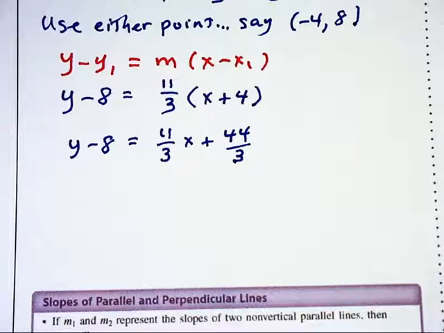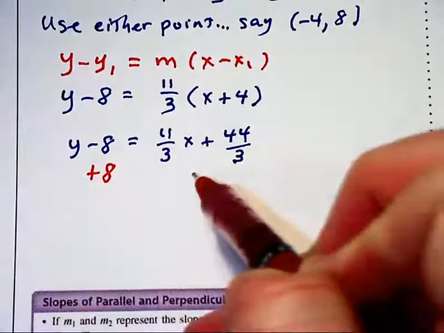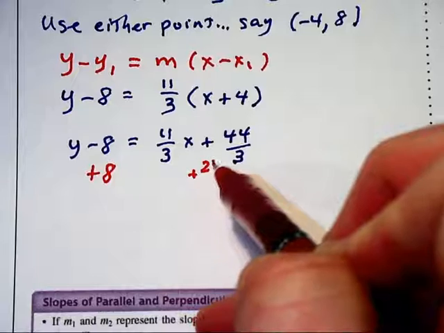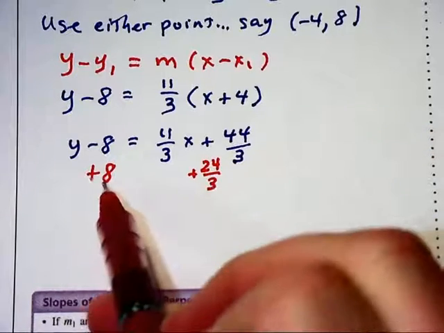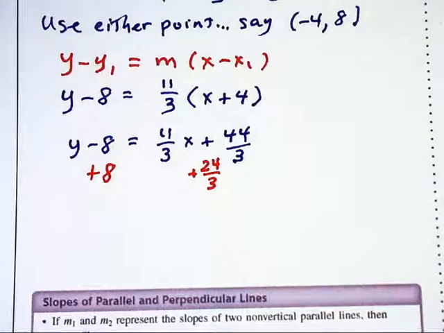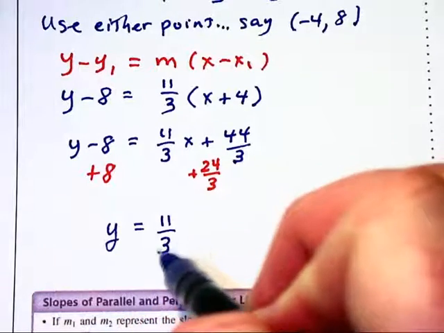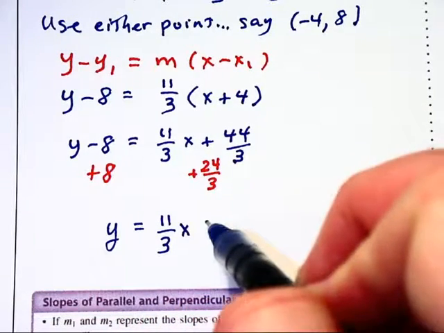Now we want to write this in slope-intercept form again, which means we want the y by itself on the left, and that means we need to add 8 to each side. But instead of writing plus 8, I'm going to write plus 24/3, because 8 over 1 is the same as 24/3, and that way we will have a common denominator on the right-hand side. And now we can write this as y equals 11/3 x plus 68/3.